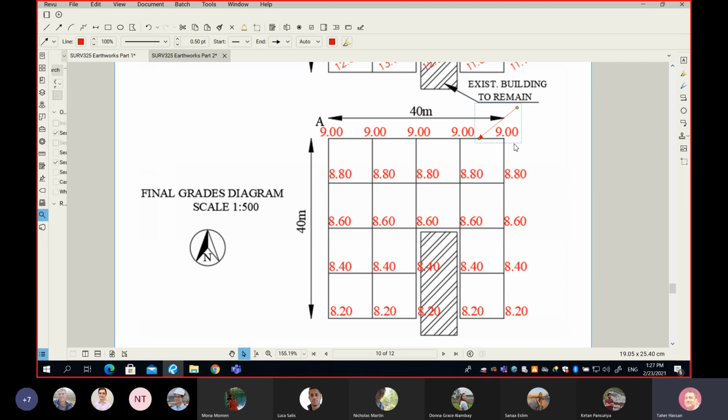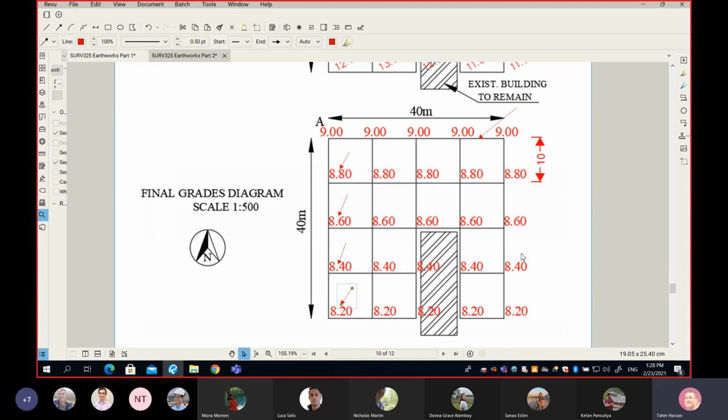It means if I go 100 meters, I lose 2 meters. And remember, how much is my cell side? It's only 10 meters. So in 10 meters, how much do I lose? In 100, I lose 2 meters. In 10 meters, 20 centimeters. You can see we went from 9 to 8.8, then another 20 centimeters, so 8.6, then 8.4, and finally 8.2.